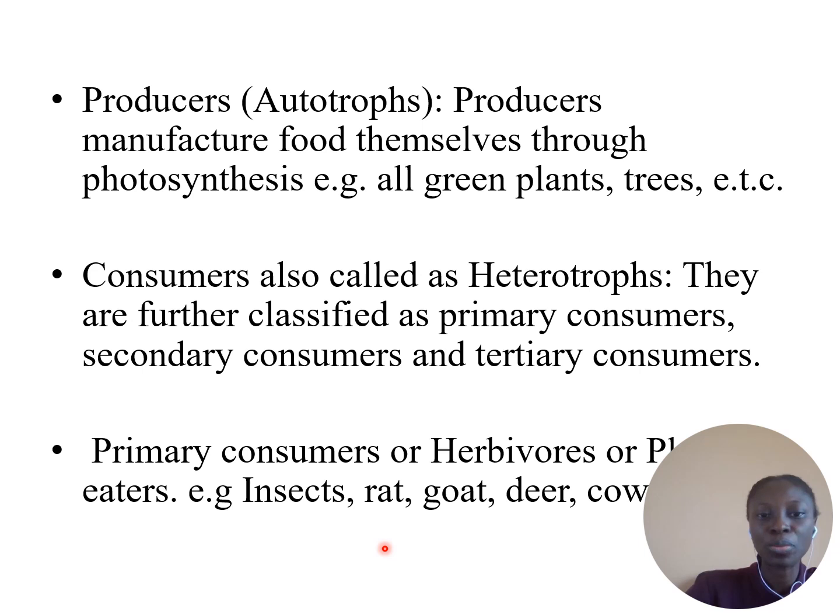Examples of primary consumers are the herbivores. They are the plant-eating organisms, such as insects, rats, goats, deer, cow, sheep, and so on and so forth. We have a lot of herbivores. They are the organisms that feed on plants directly.